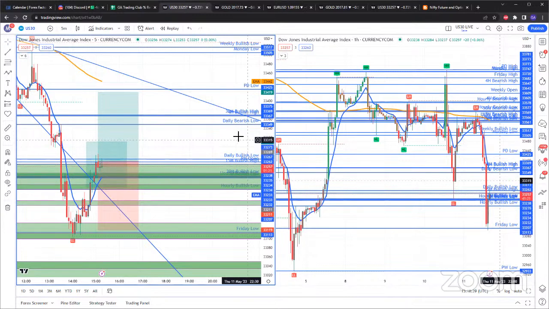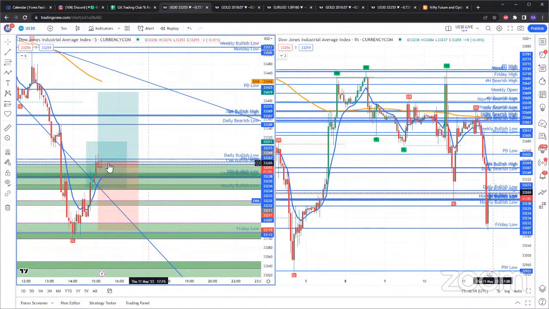All right. Other than that, unless anybody else has any questions, I will see you guys later. I'm still going to hold on to this trade. I do expect a spike in liquidity. You can see we have a daily bull, especially if we close above this daily bullish low. I do expect price to jump up.